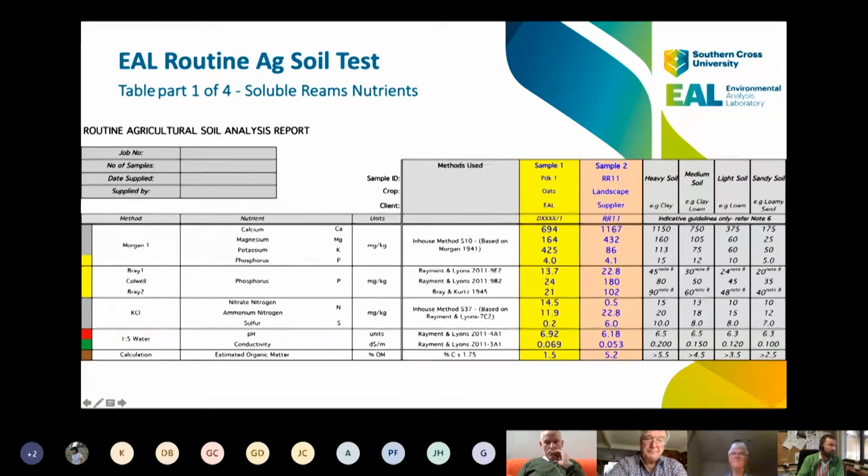And the reason I call it, I've divided up our report into 4 parts. This is our soluble realm, or soluble nutrients. And they're just something you can look at, and it's got guidelines here. I'll explain in a moment which guideline you pick, but you can relate 2 different random soils here, an oats and a landscape supplier, where the landscape is obviously a lot higher. You can then relate it to a particular guideline here to see whether you're high, low, or indifferent.